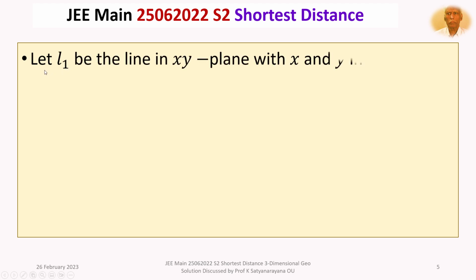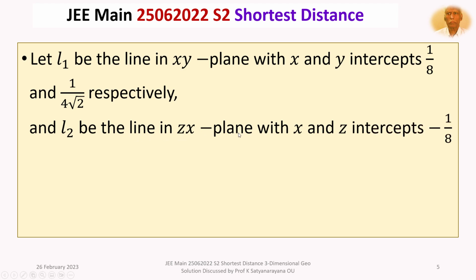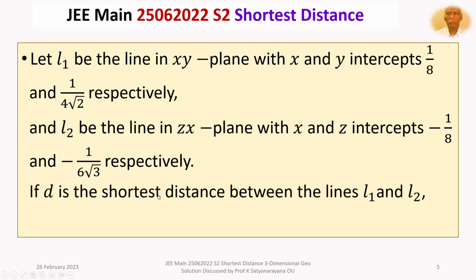The given question is: let L1 be the line in the xy plane with x and y intercepts 1 by 8 and 1 by 4 root 2 respectively, and L2 be the line in the zx plane with x and z intercepts minus 1 by 8 and minus 1 by 6 root 3 respectively. If D is the shortest distance between the lines L1 and L2, then D power minus 2 is equal to.